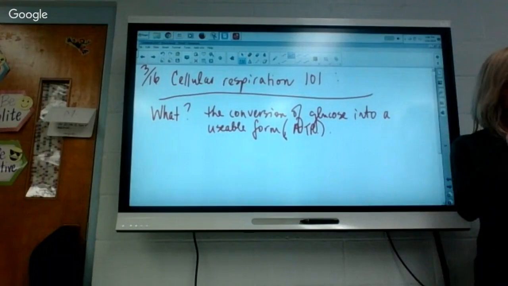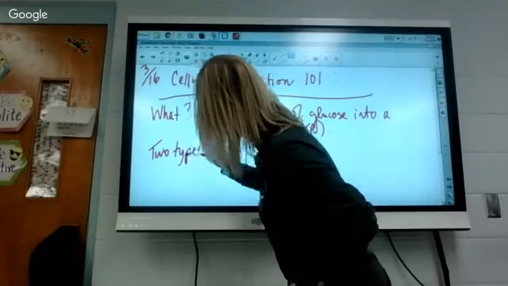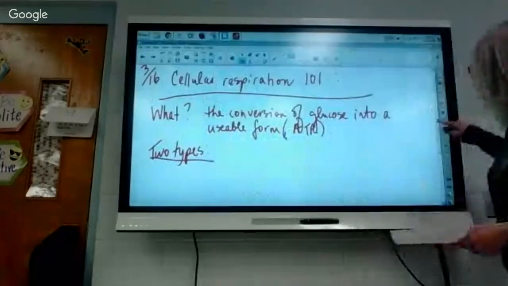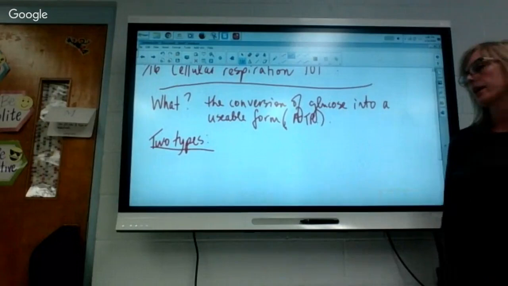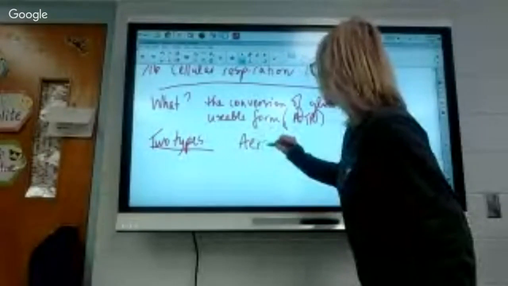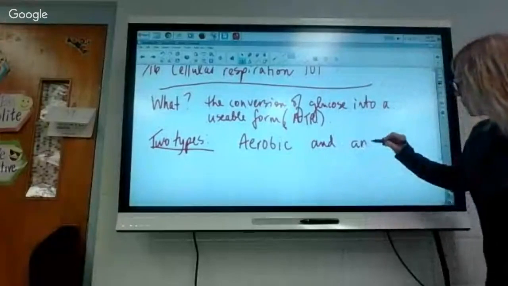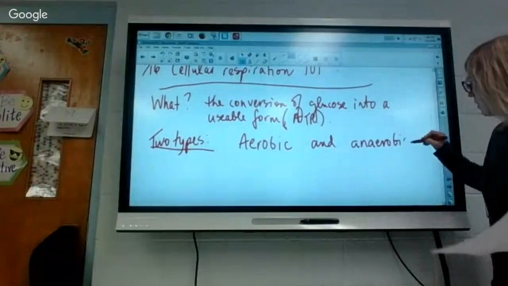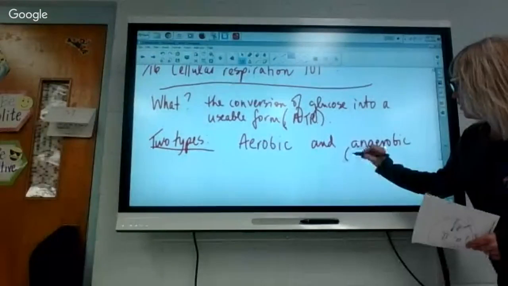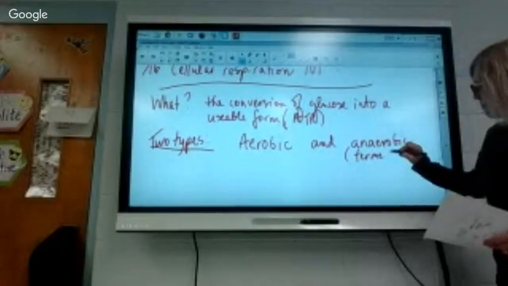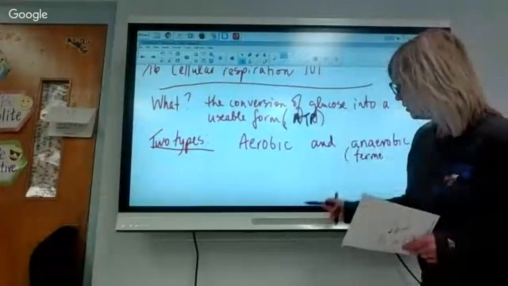So that's the next question: there are two types. What are the two types that they said? Okay, so anaerobic and aerobic, or vice versa. Anaerobic is also called fermentation.